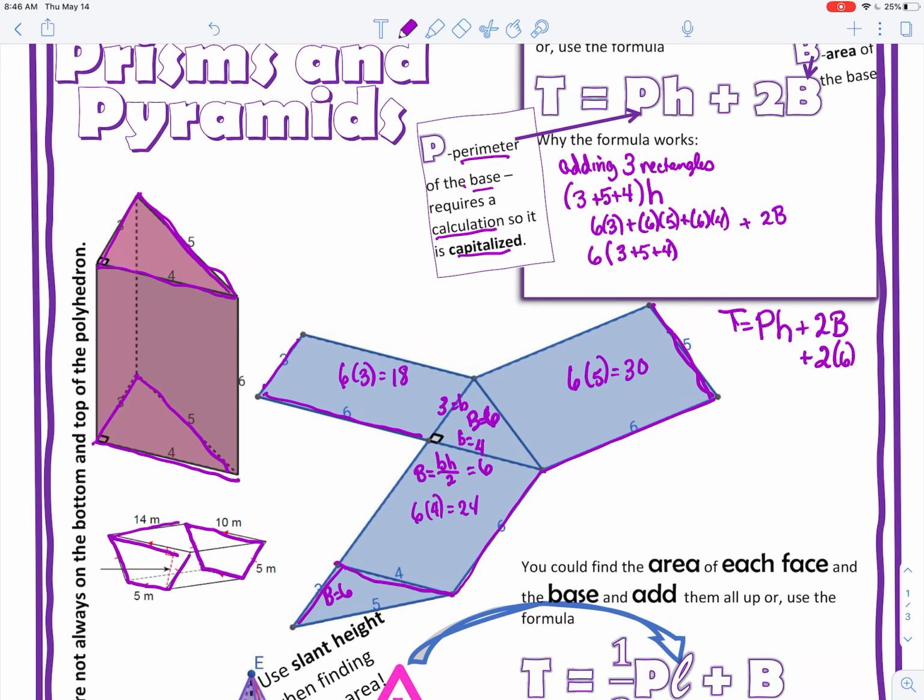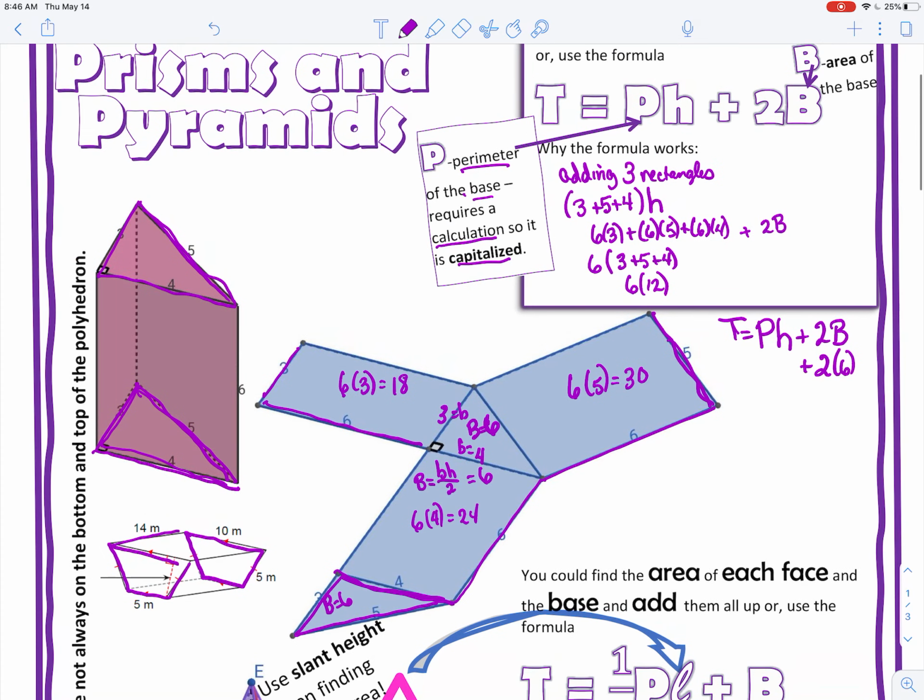Isn't 3 plus 5 plus 4 the perimeter of one of our bases, the distance around that base? 3 plus 5 plus 4 gives us the distance around our triangle. 3 plus 5 plus 4 is 12, so 6 times 12, or 72, is going to be our perimeter times our height.